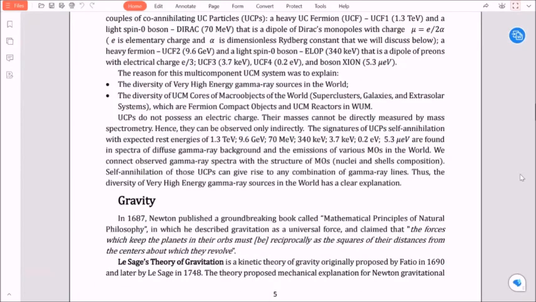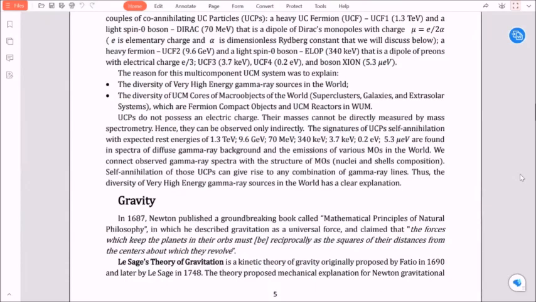UC particles do not possess an electric charge. Their masses cannot be directly measured by mass spectrometry. Hence, they can be observed only indirectly. The signatures of UC particle self-annihilation with expected rest energies from 1.3 tera-electron volts to 5.3 micro-electron volts are found in spectra of diffuse gamma ray background and the emissions of various macro objects in the world.